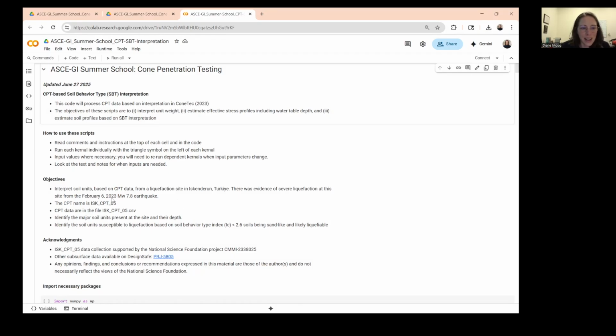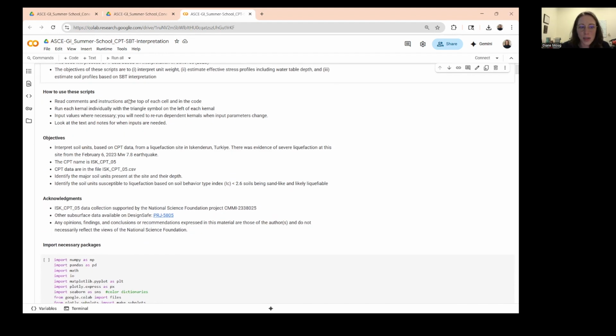So the objectives, as we see here, we're going to interpret CPT data from ISK CPT 05, identify major soil units present and their depth, and then interpret which soil unit was most likely that critical liquefaction unit.